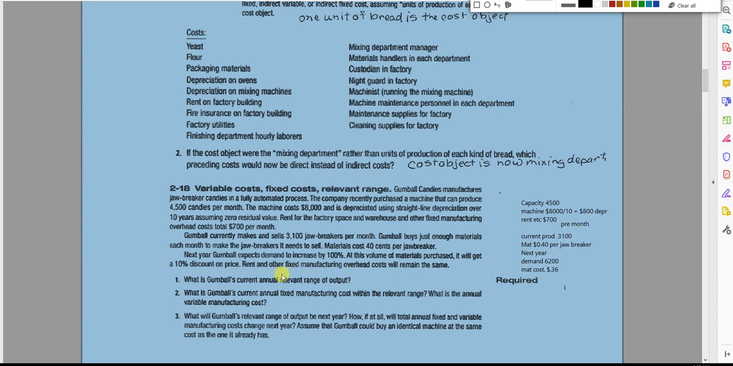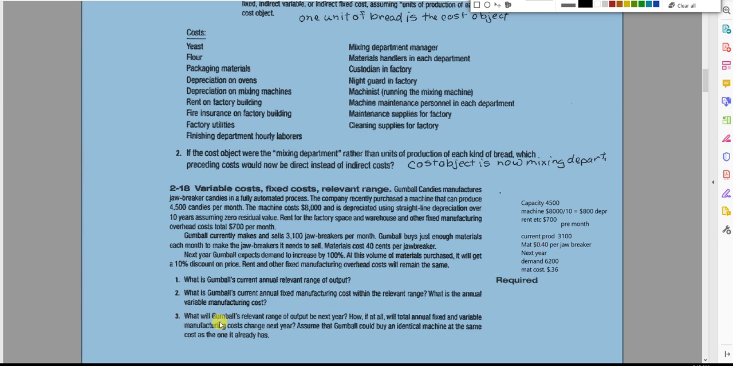The variable cost, annual fixed manufacturing cost within the relevant range, that's the 9,200. Annual variable manufacturing cost. So I have currently 40 cents a jawbreaker times, again, I should have written that out underneath of everything that's per month and what everything is per year, because that can really mess somebody up. So 3,100 times 12 times 40 cents. So my variable is 14,880.